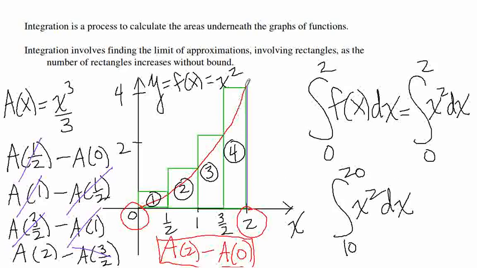So the area underneath this parabola, x squared, with respect to the x values between 0 and 2, apparently we can just calculate the following difference. A of 2, that's 2 cubed over 3. A of 0, that's 0 cubed over 3. So apparently the whole mess simplifies to 8/3. Look at that. Okay? 8/3 is the area.